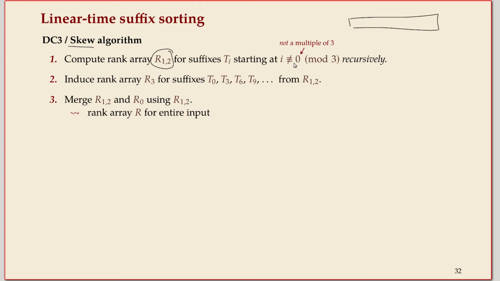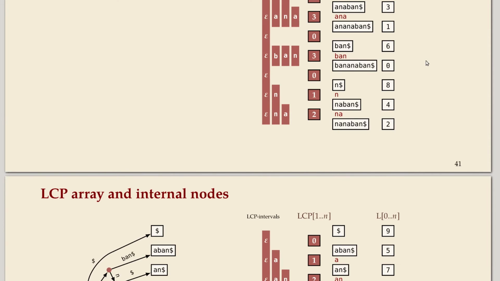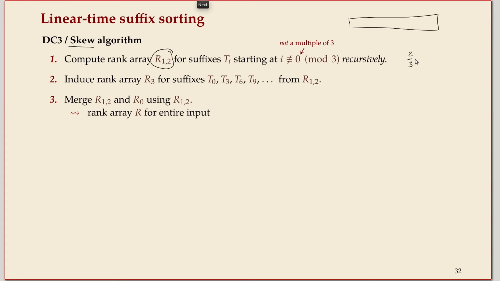Now recursion is always a little magic until you see what actually happens. It's hard to believe that it works, but we do reduce the input size, so there's hope, right? We only look at 2/3 of the input. This will look at 2/3 of the suffixes. So the input gets smaller.